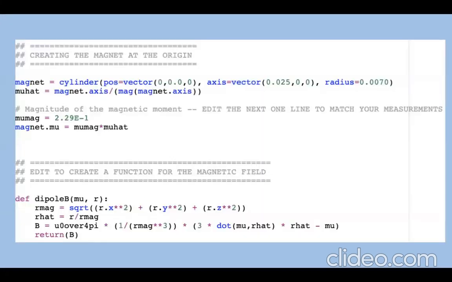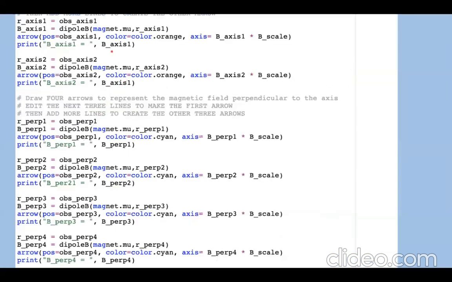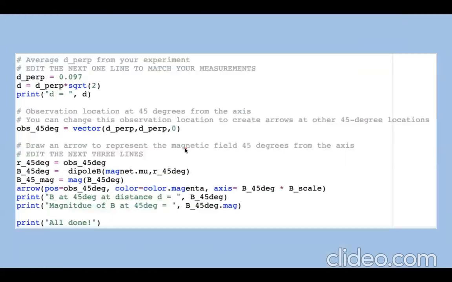And moving on to the code, this is just the magnetic moment I found using the Biot-Savart law and my measurements from the graph. And then down here, this is the function that will model the magnetic field. And here we had to set up our different observation points along the different axes. And then here we had to write out what was going on at each observation point and make sure that the arrows look good in our visualization.